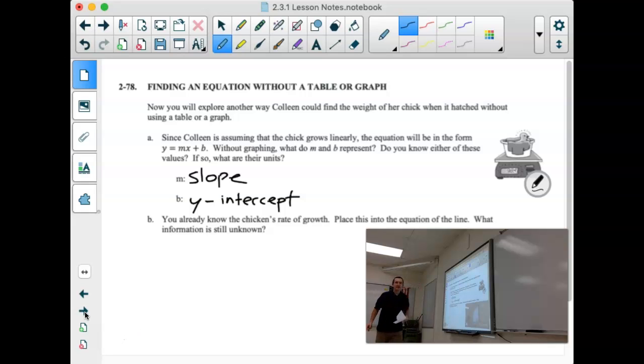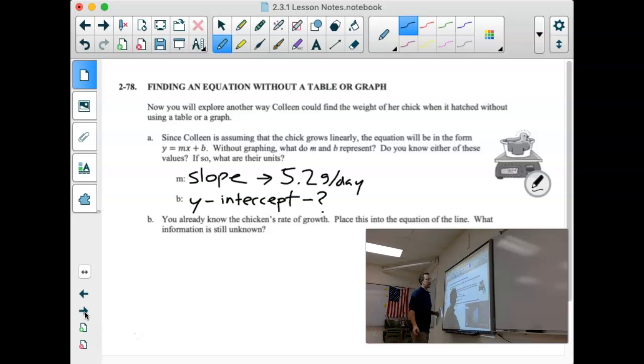So do we know any of these for our chick situation? Yes, we know that our slope is 5.2. And the units for that, like we talked about, are grams per day. We're going to ignore the table that we just did. Given just the information that we had from 75, we don't know what our y-intercept is. So we don't know this yet. That's still a big old question mark.